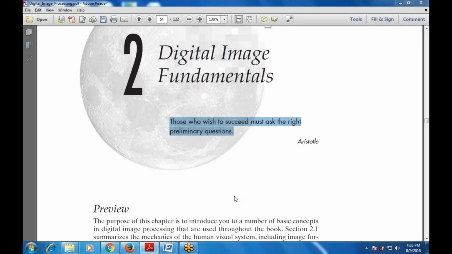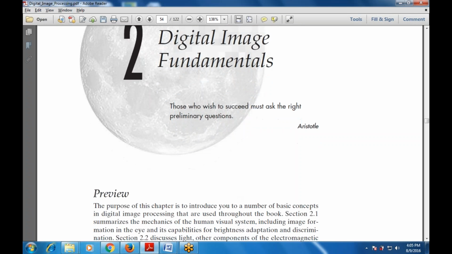So, let's start with chapter number 2, that is the digital image fundamentals. This is one of the lines that says that those who wish to succeed must ask the right preliminary question. That is, he or she must have the right to ask the preliminary, we can say the advanced question, that is prepared for the digital image fundamentals, for the digital images.